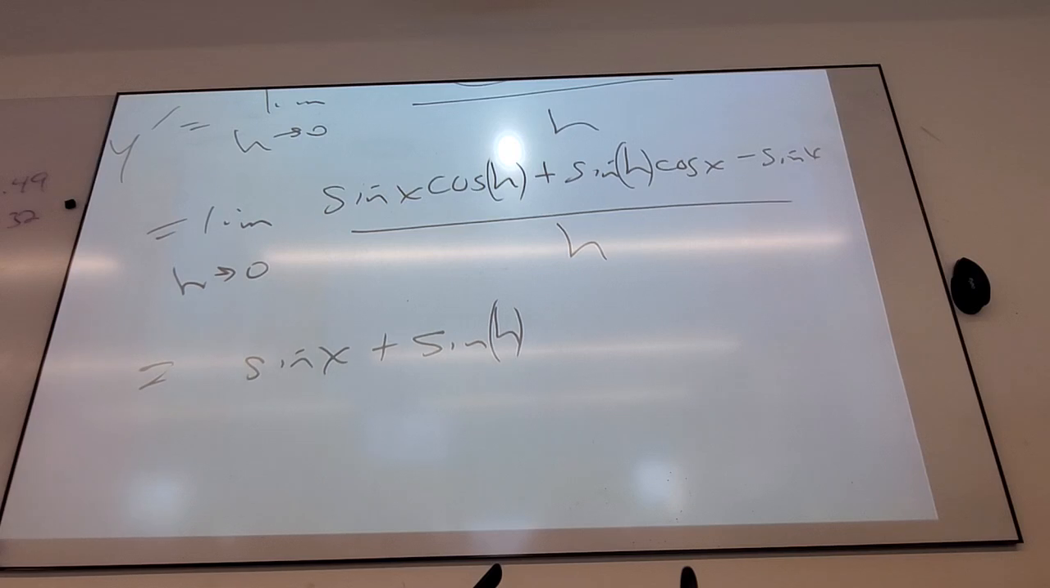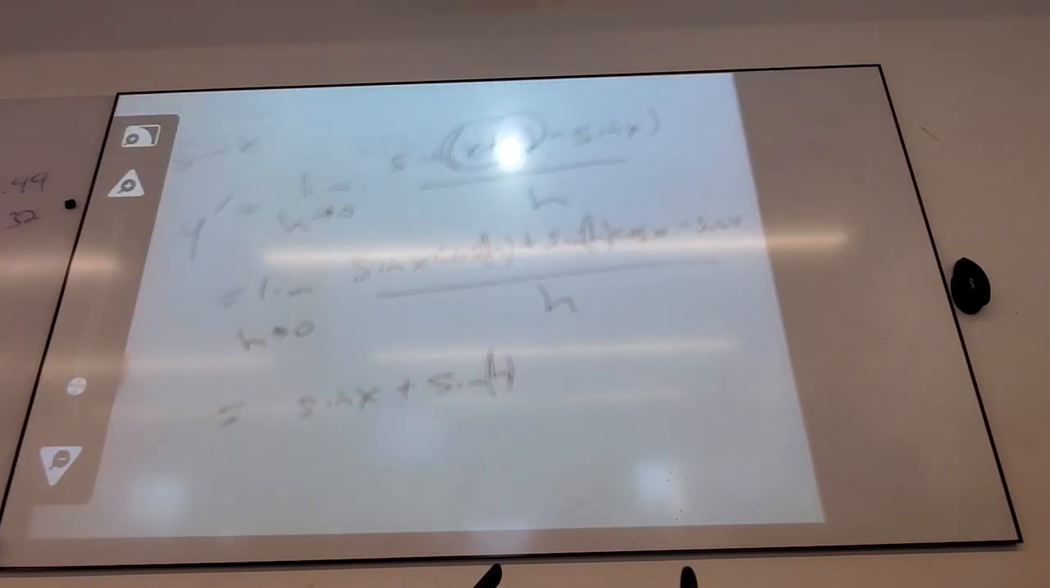Could you zoom out just a tiny bit? Okay.